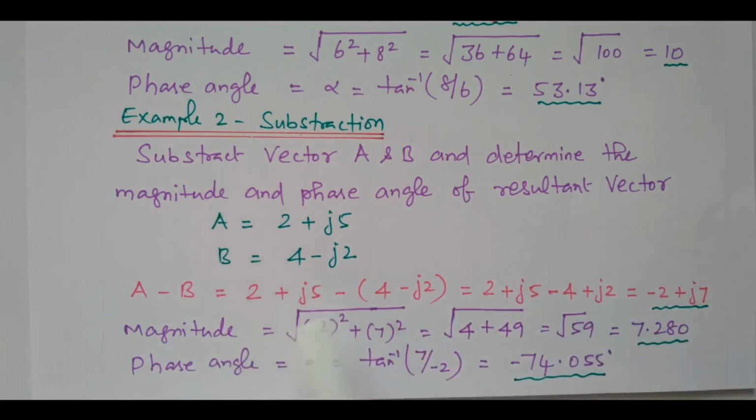So here two vectors are available, and they are subtracted easily with the rectangular form. For one more question, from that we calculated the magnitude and phase angle also. Now we will go to the third problem.